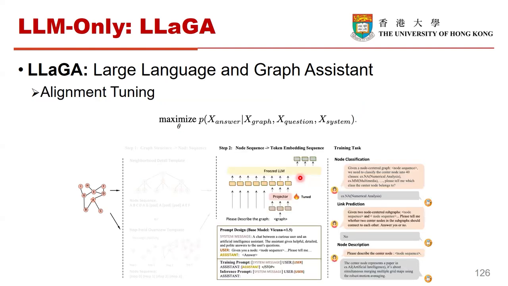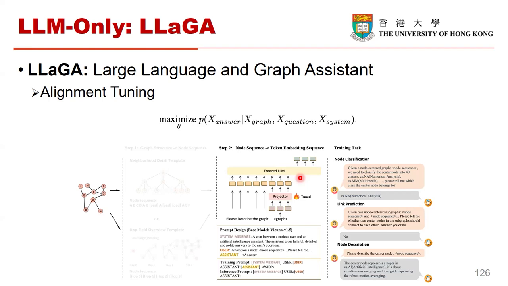And the second part of LaGA is alignment tuning. They use this objective to instruction tune the large language models with the graph tokens obtained by the two kinds of graph translation methods and natural language tokens.